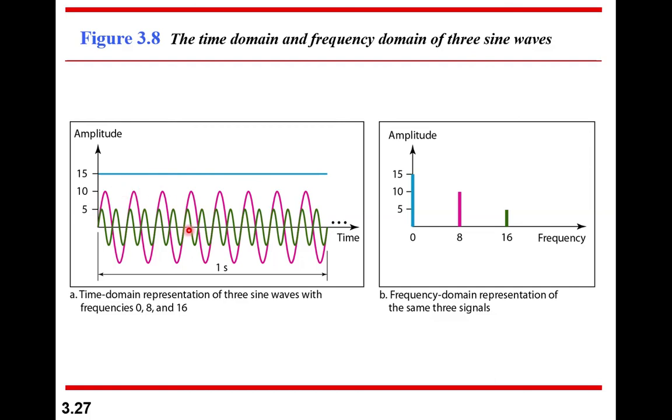So they are very complex, but if they are represented in the frequency domain, then they will be represented this way. Here the frequency is 0, because there is no change. Here in 1 second, this is completing 8 cycles, so its frequency is 8. And here it completes 16 cycles in 1 second, so its frequency is 16. So these 3 signals are represented in the frequency domain, so it is much easier to understand.